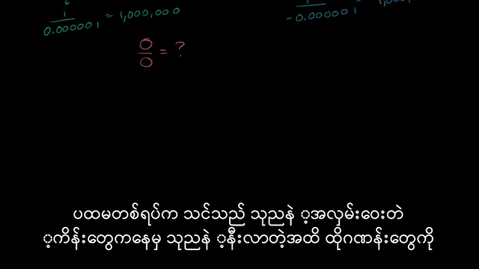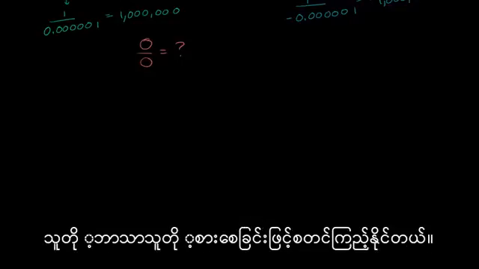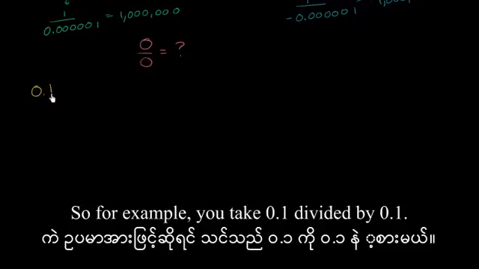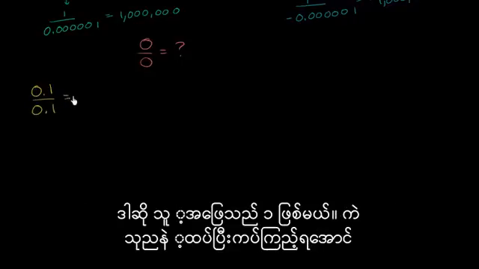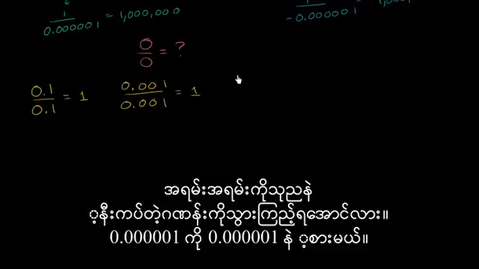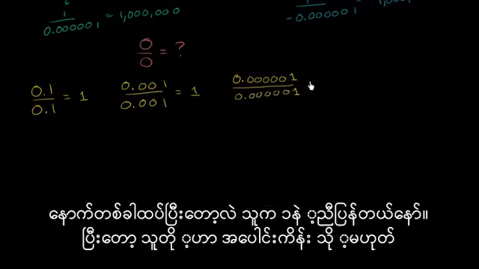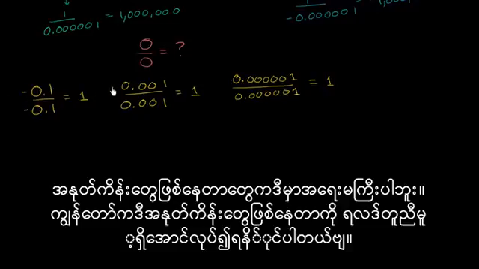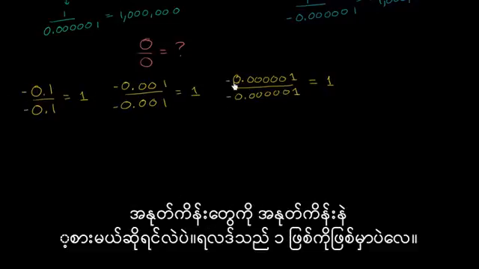One, you could start taking numbers closer and closer to 0 and dividing them by themselves. So for example, you take 0.1 divided by 0.1. Well, that's going to be 1. Let's get even closer to 0. 0.001 divided by 0.001. Well, that also equals 1. Let's get super close to 0. 0.000001 divided by 0.000001. Well, once again, that also equals 1. And it didn't even matter whether these are positive or negative. I could make these negative, and I'd still get the same result. Negative this thing divided by negative this thing still gets me to 1.